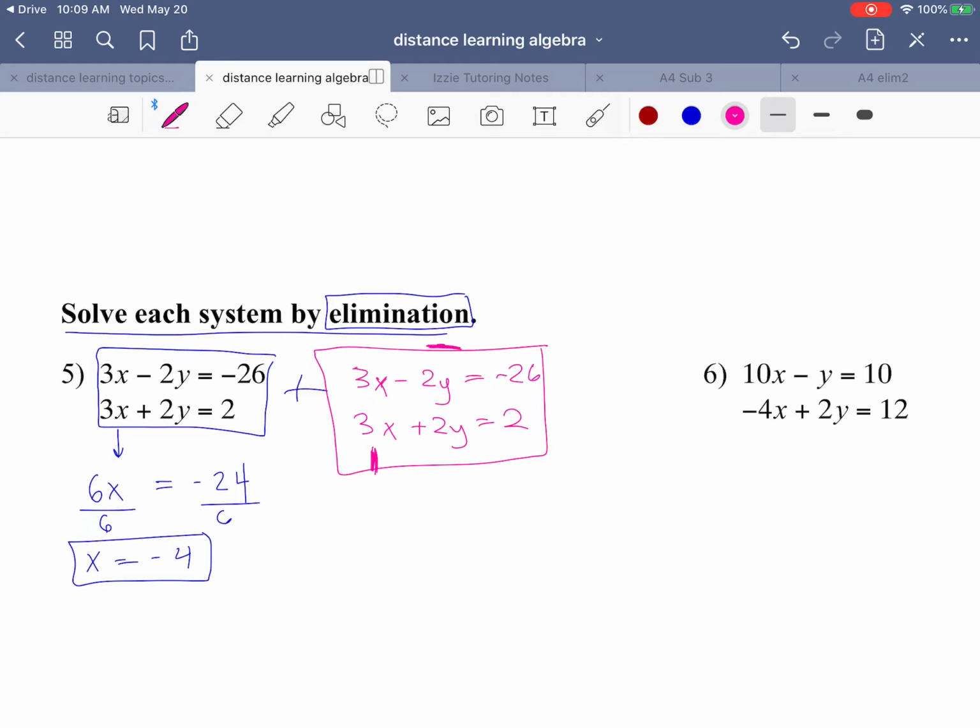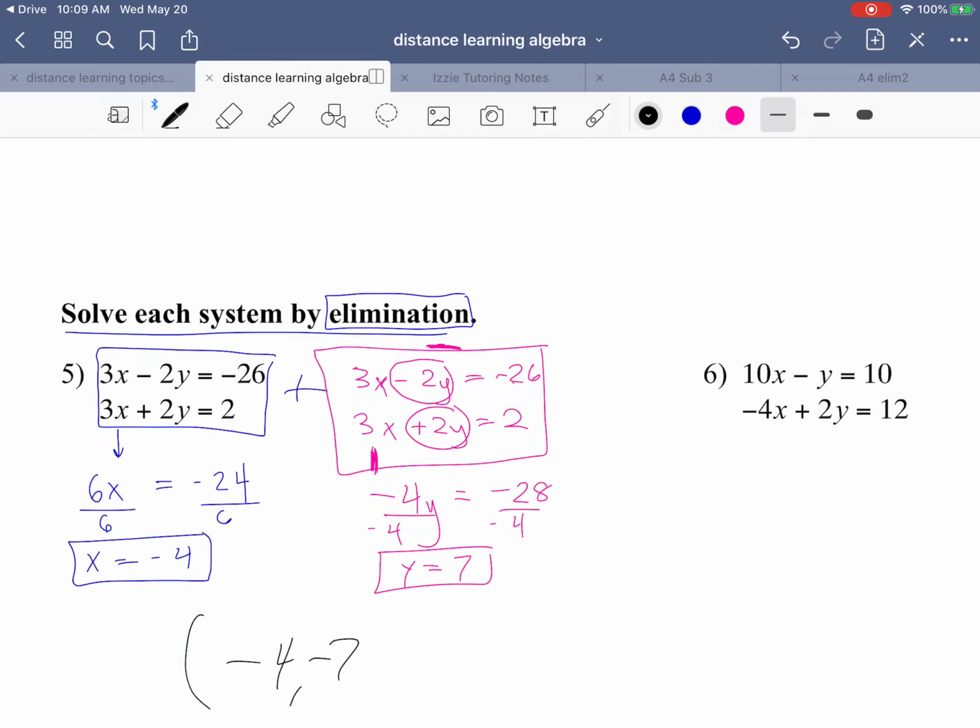If I did negative 2x minus 2x, I get negative 4x, and it's very important to recognize the sign. And if I did negative 26 minus 2, I get negative 28. Again, leaving me a one-step equation, and if I divide by that negative 4, I get y equals 7. So I get my point. My point on this problem is negative 4, comma, 7.